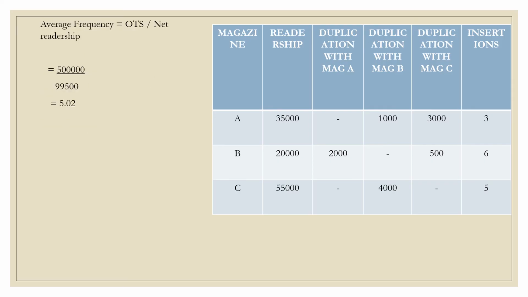We will then move to the next step, which is average frequency. That's what we've been looking for in this particular sum. We found the OTS, we found the net readership. The formula is average frequency equals OTS upon net readership. We enter both the digits, and in this case, our average frequency is 5.02. In all our media planning sums, we write only 2 digits after the decimal point. There will be many other digits, but we just write 2 digits after the decimal point. So therefore, we have 5.02.